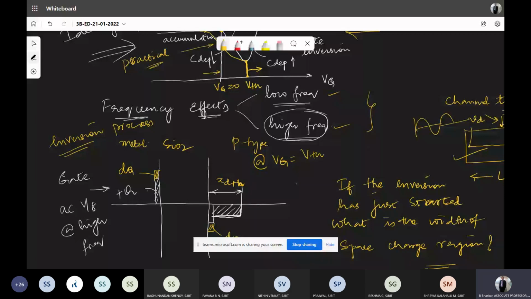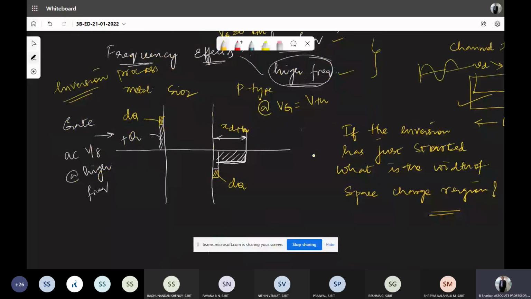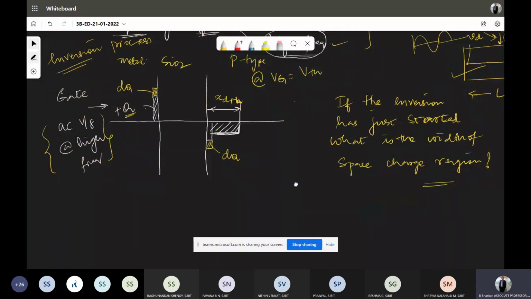Now, this is the scenario we are at. The AC voltage has a higher frequency. There is a differential change. There is a positive charge on the metal side. We expect the channel to get created on the other side. In this process of the channel getting created during the inversion process, we see a few things.